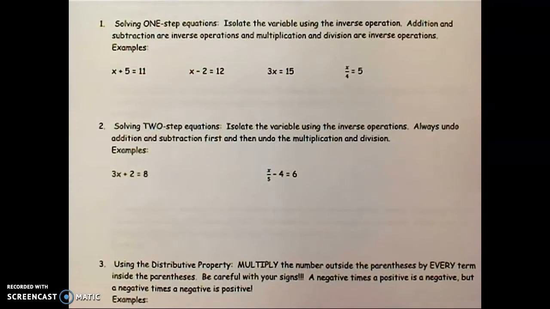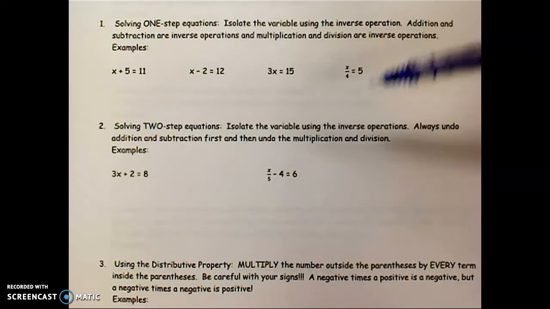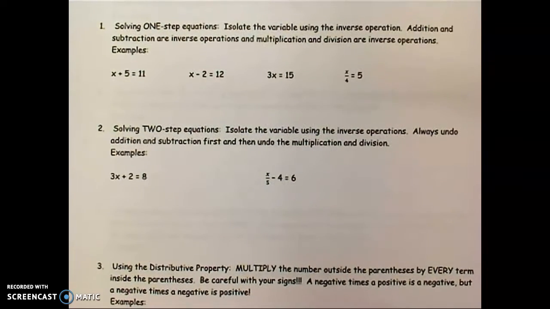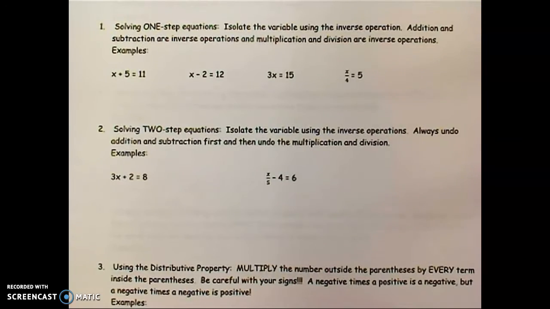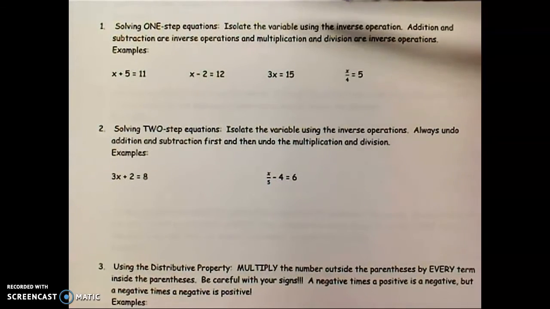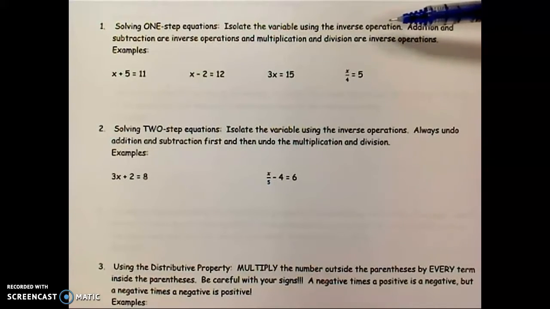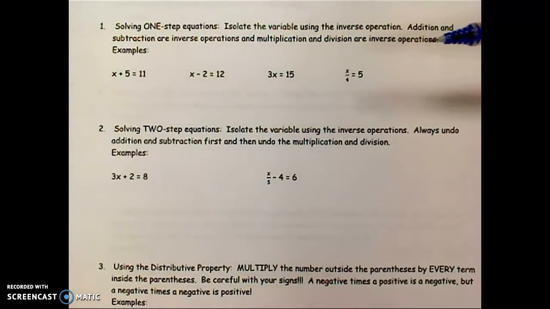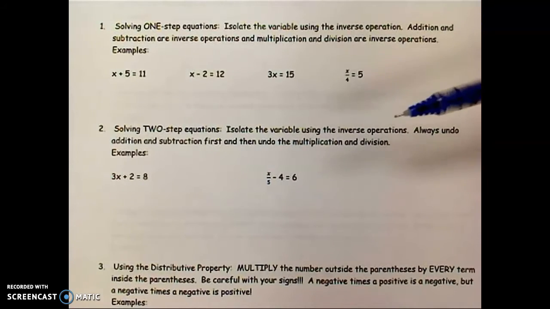So the first type of equations that we learned at the beginning of the year was what we call one-step equations. In order to solve a one-step equation, you're simply going to isolate, which means get by itself, the variable using what we call inverse operations. Inverse operations are the operations that undo one another. For example, addition undoes subtraction. Subtraction undoes addition. Multiplication undoes division, and division undoes multiplication. So those are called inverse operations of one another.